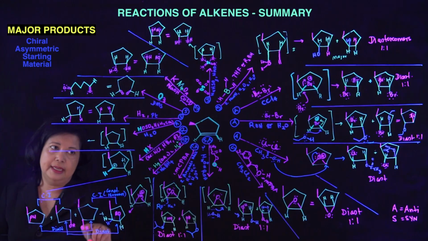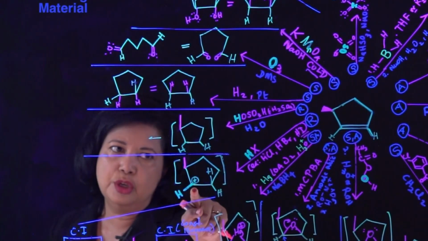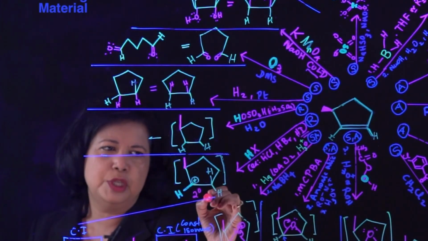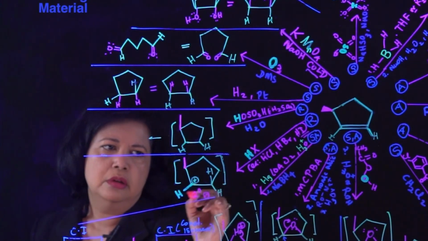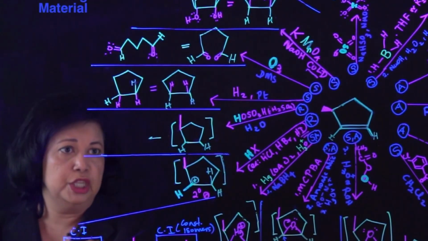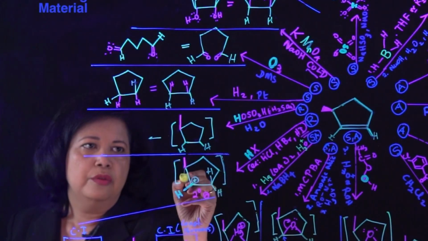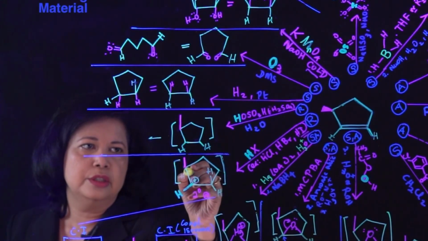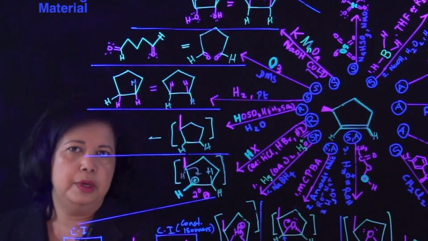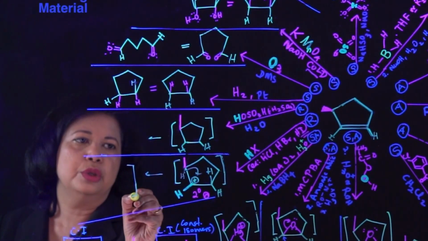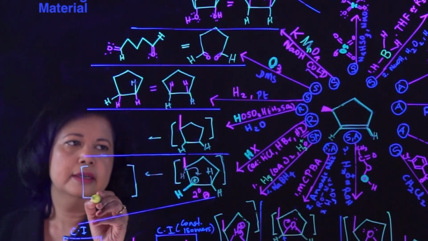Well, look at it carefully. This is a secondary, and secondaries are a bit unhappy, especially if they see a neighbor who's kind of happier than them, a tertiary. So they're going to grab that hydrogen here from the tertiary center and pull it down. And so that's going to give you a tertiary carbocation.